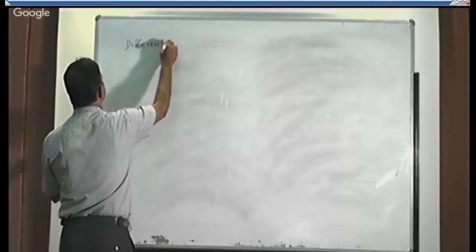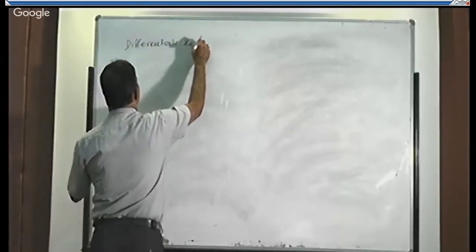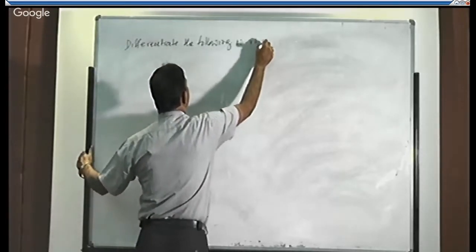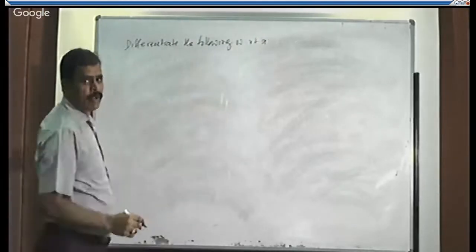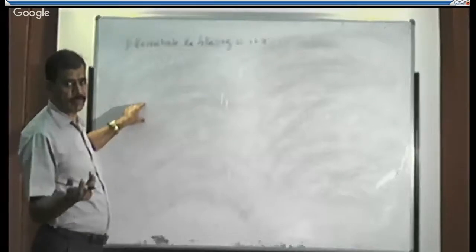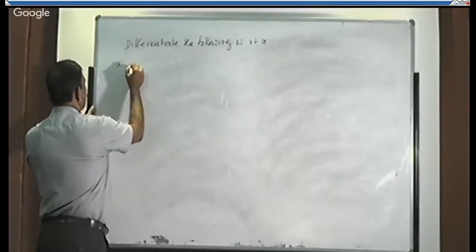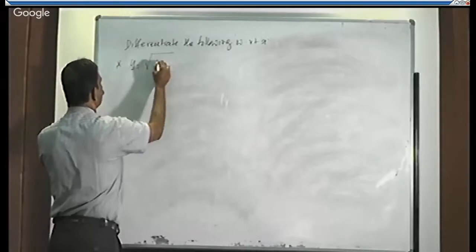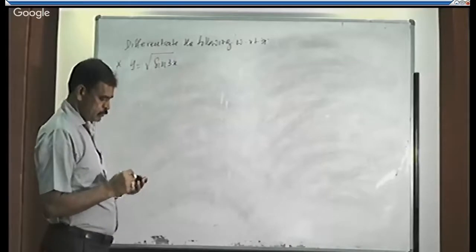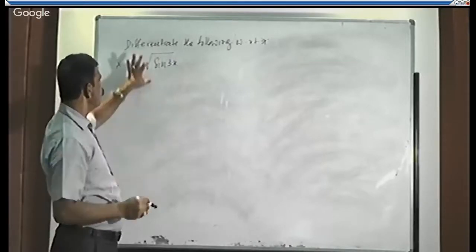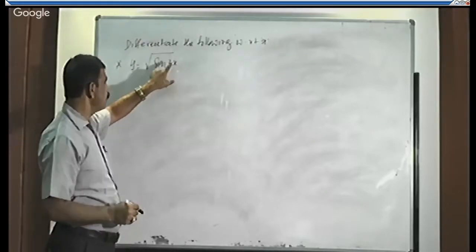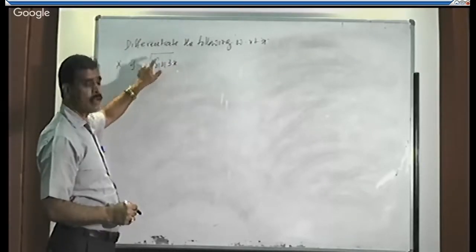Differentiate the following with respect to x. Whatever problems I am solving here, they involve more than one procedure. See, y is equal to root of sine of 3x. It is not only a root function, it also involves a sine function. That's why I said it is a function of a function.